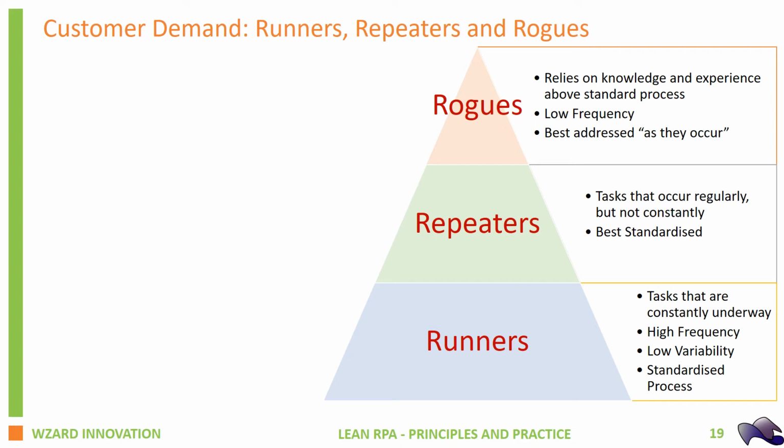Rogues, on the other hand, they are your technical experts. These are low frequency. They're addressed only as they occur, and they rely on knowledge and experience. They're quite the opposite of runners.